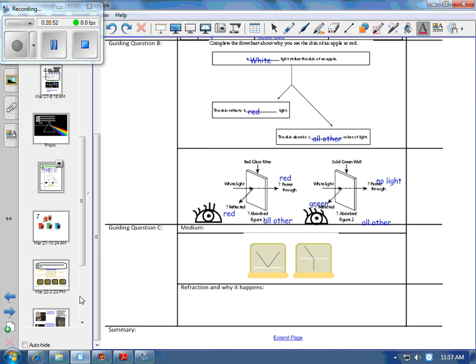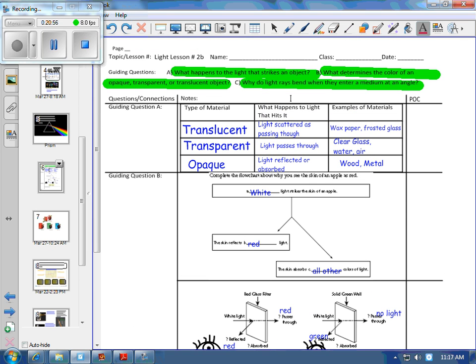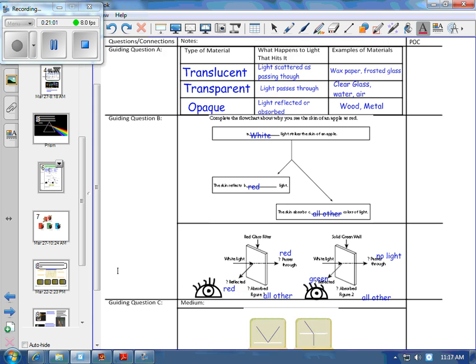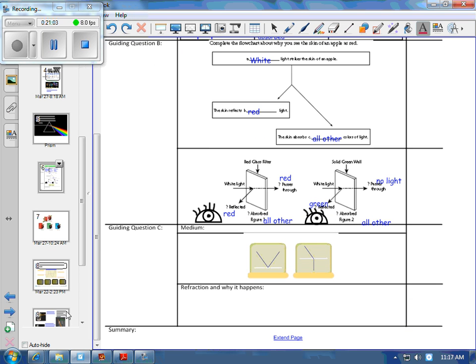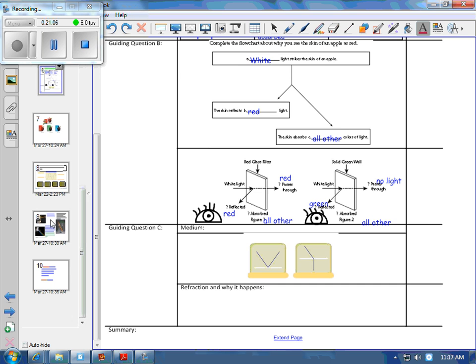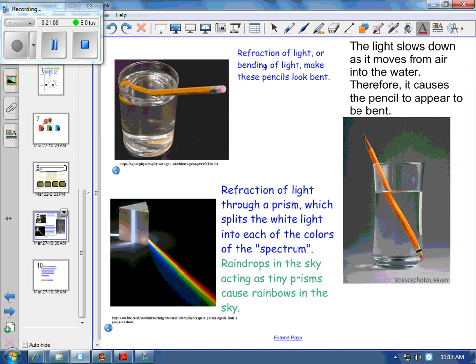Okay. Now, the last part of the notes. So guiding question C. Why do light rays bend when they enter a medium at an angle? All right. So I am going to give you an example of that first. First, we have pictures here. There's a picture, two pictures of pencils sitting in glasses of water. And I want you to notice that the pencils are bent. Okay. So the first one is a refraction of light, or bending of light, makes these pencils look bent.